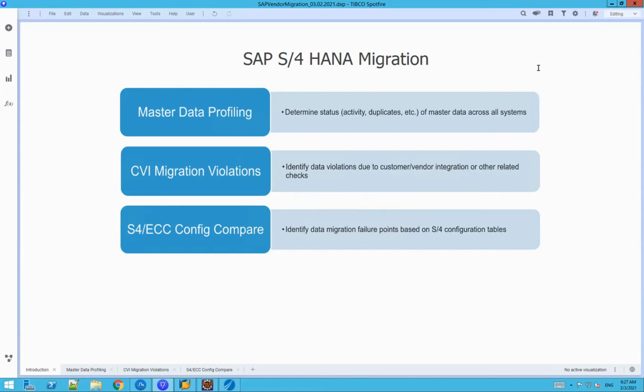So the second one actually is where now we're at a point in time, let's start looking at the violations that exist within this data and determine how we can start fixing it. And then the last one's when S4 actually is taken into consideration. We've actually stood up S4 and we're starting to compare that legacy data to the S4 data. So I'll go ahead and go into the first dashboard here.